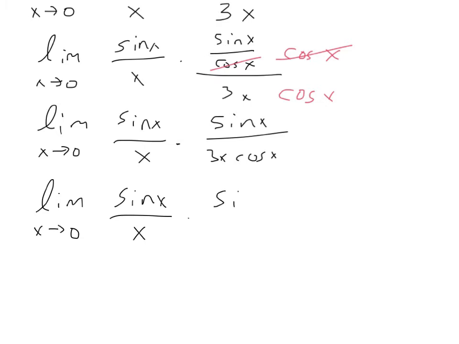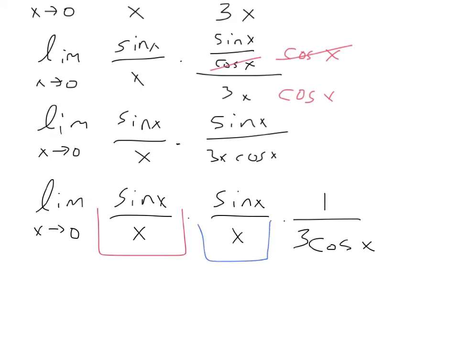Now here, I'm going to pull out the sine x over x, and what's left for this last fraction piece? Well, there's effectively only 1 left on top, and on the bottom there's 3 cosine x left, right? And so now I can use my properties of limits to say, oh, I just have to evaluate this part of the limit times this part of the limit times this part of the limit, right?